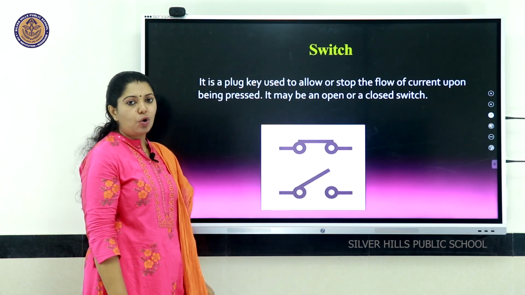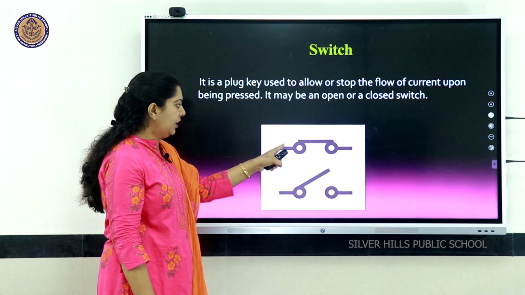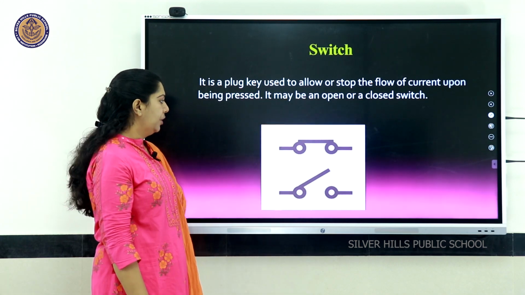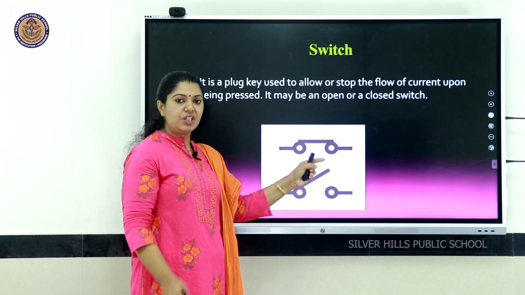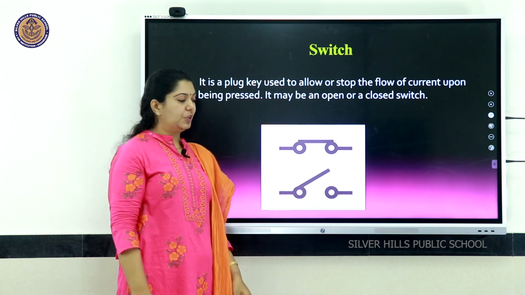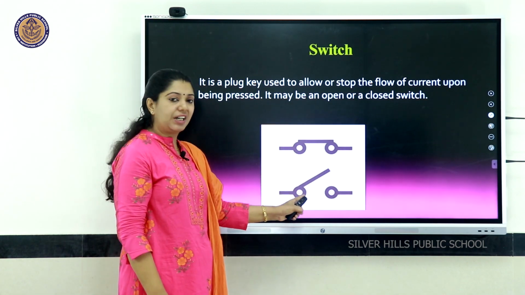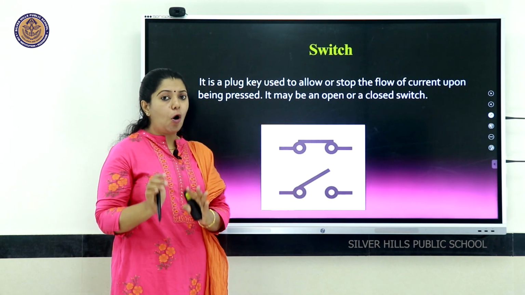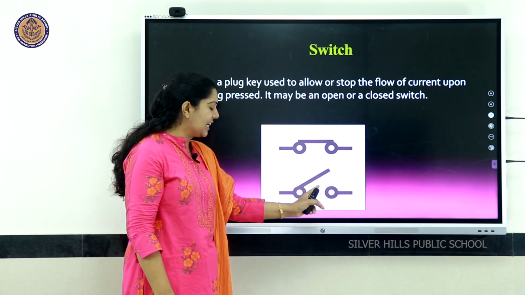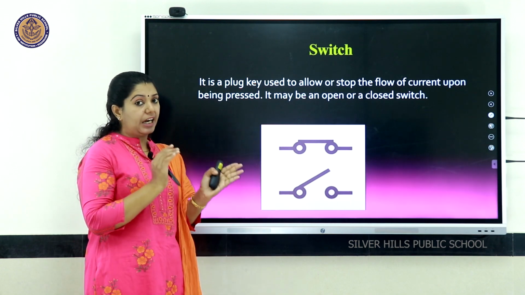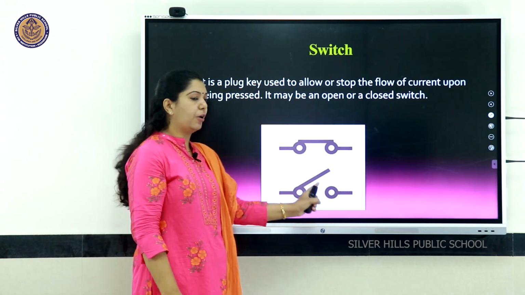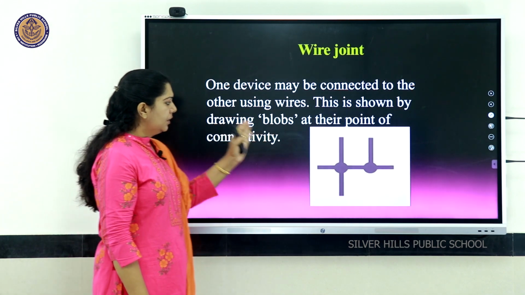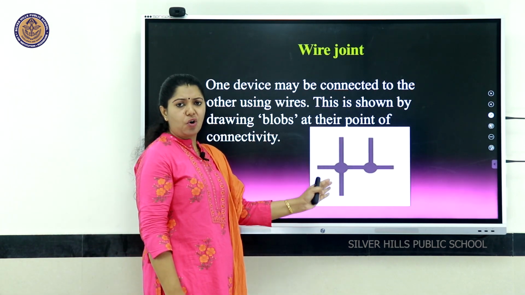Next one, switch or key. First one is a closed key and this is an open key. You know, if the key is closed, current will flow through the circuit. And if the switch is off, or when the key is open, we will say there is a gap between the terminals. Current will not flow from one point to another. This is the representation of a joint wire.